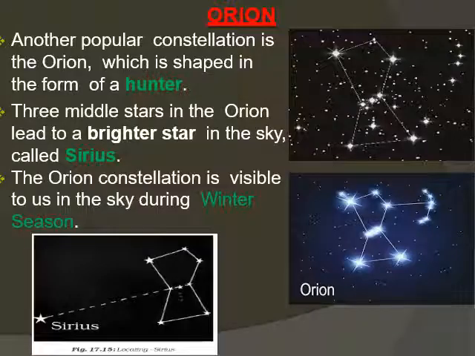Orion. Another popular constellation is Orion, which is shaped in the form of a hunter. The 3 middle stars in Orion lead to a brighter star in the sky called Sirius. The Orion constellation is visible to us in the sky during the winter season.